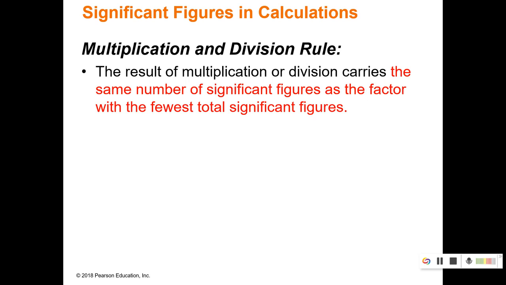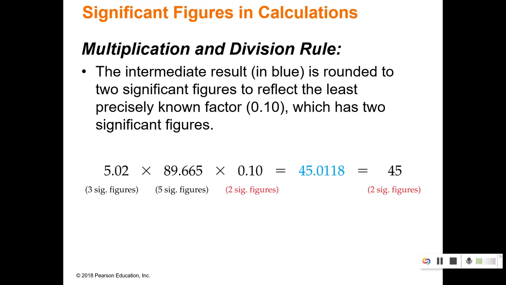So here's where we need our calculator. We're going to talk about multiplication and division rules. You do need to count the sig figs of all of them. The one with the fewest total, that's the number of sig figs you keep. So that may be a little confusing.